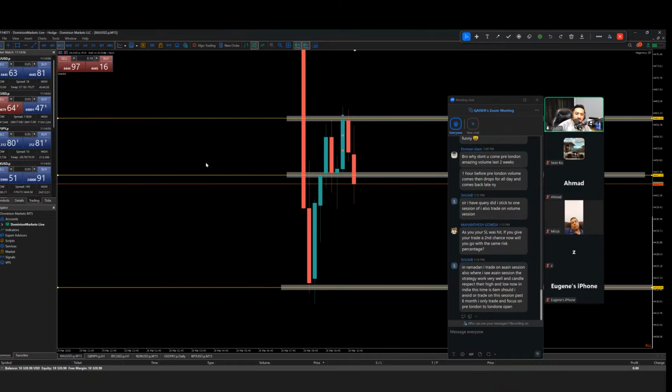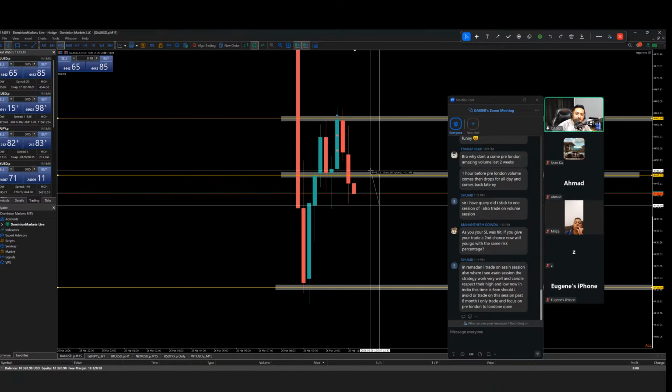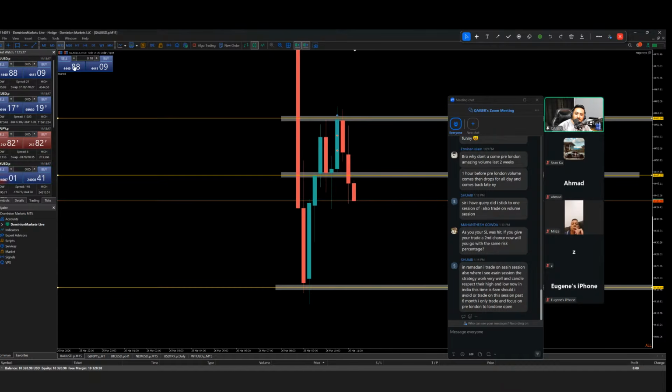As your SL was hit, if you give your trade a second chance, will you go with the same risk percentage? Yeah, I already lost the lot size here and lost less. Now I have about 1.5% with me, so I can go with 0.10 or 0.15, something like that, depending on the size of the stop loss. Okay, I am giving my trade one chance here.